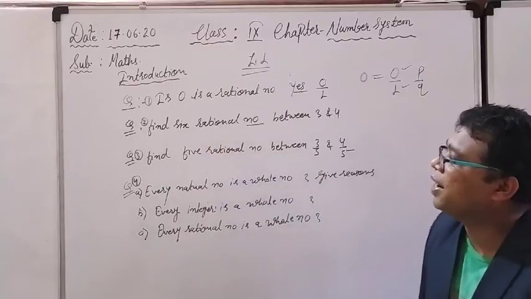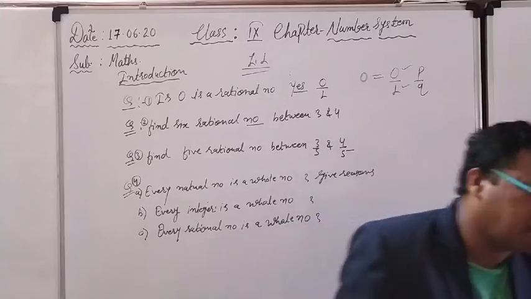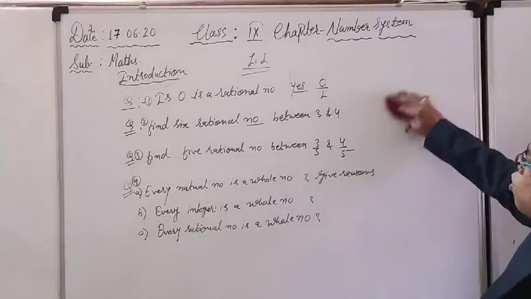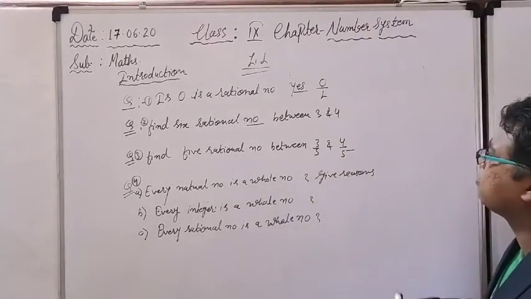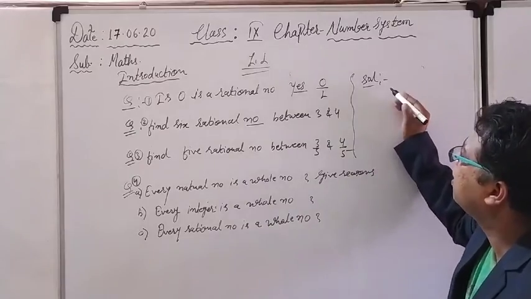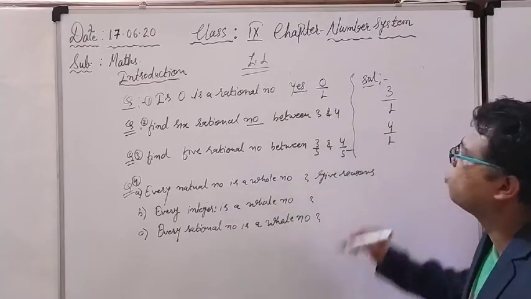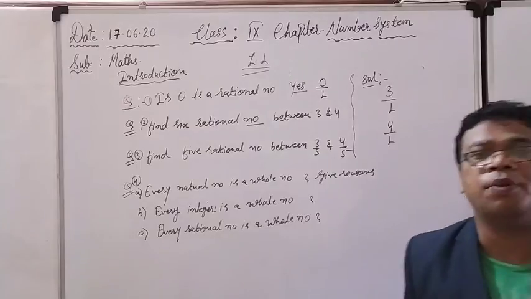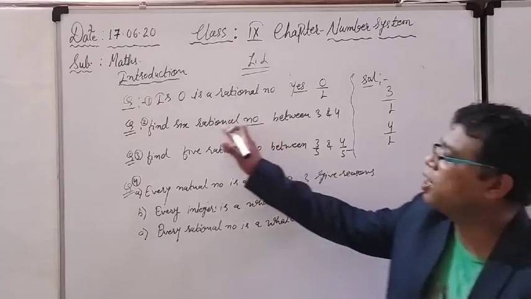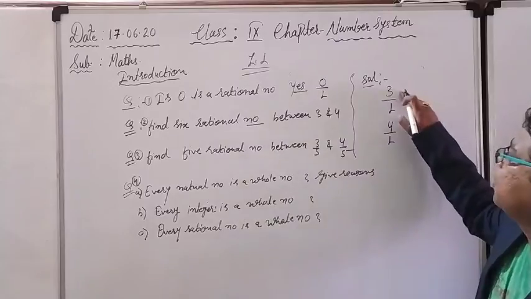Question number two: find six rational numbers between 3 and 4. We have done that kind of question so many times, but see the solution here. Very easy. 3 can be written as 3 upon 1, and 4 can be written as 4 upon 1. Why? Because if nothing is there in the denominator, we always consider it 1. Now see how many rational numbers I have to find between 3 and 4: 6.